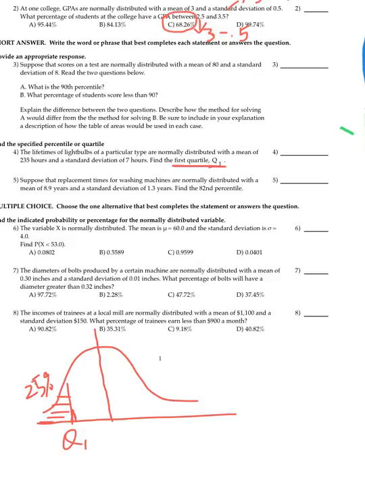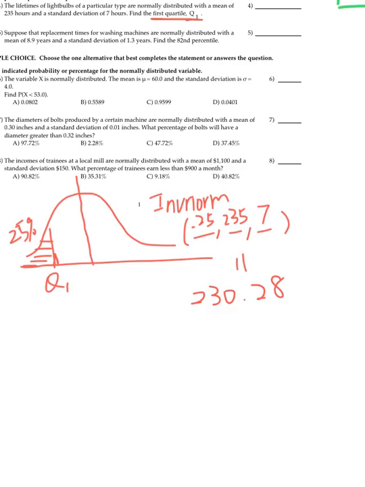So the probability is given. We need to use inverse norm. For inverse norm, we need to input 3 numbers: the area 0.25, the mean equal to 235 hours, and the standard deviation equal to 7. Input this into your calculator. I got this as my final answer.